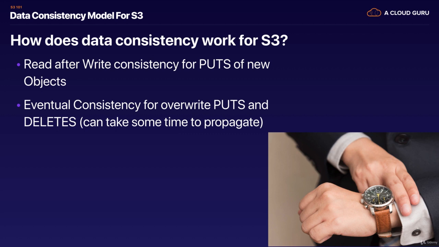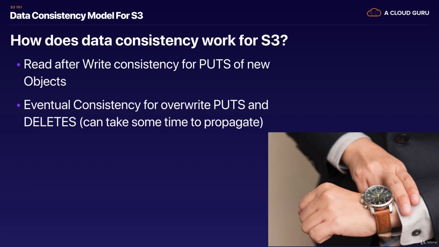So let's say we've got version 1 of a file, and then we upload version 2, and you immediately try and read that object. Basically, what's going to happen is you might get version 1 or you might get version 2. But if you wait like a second, you're always going to get version 2. So there's an eventual consistency for overwrite puts and deletes. So only when you're overwriting a file or you're deleting a file, eventually it's going to be consistent.